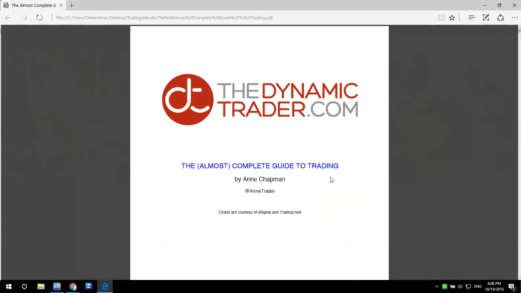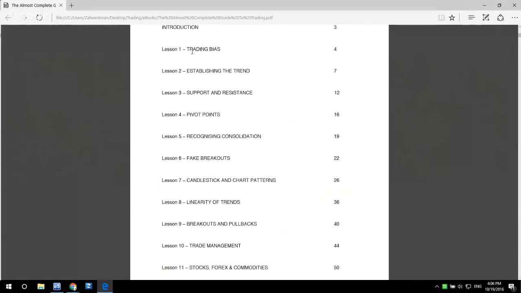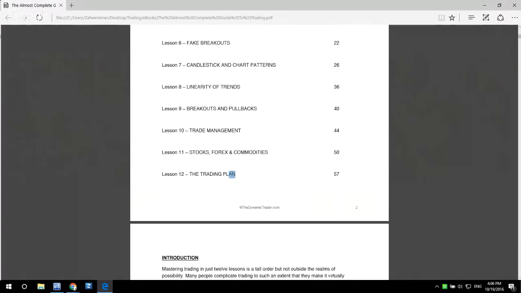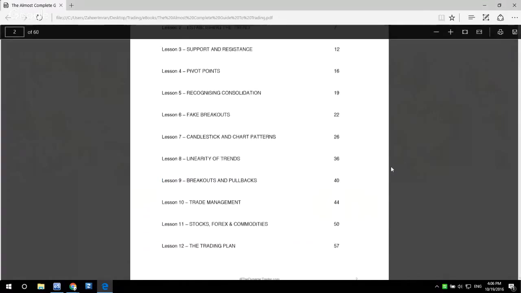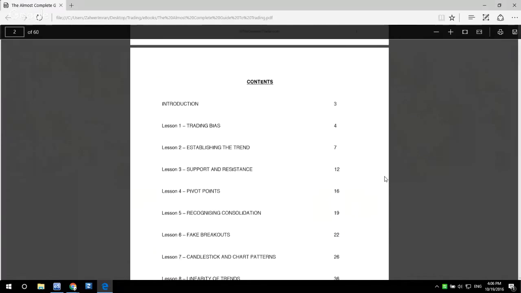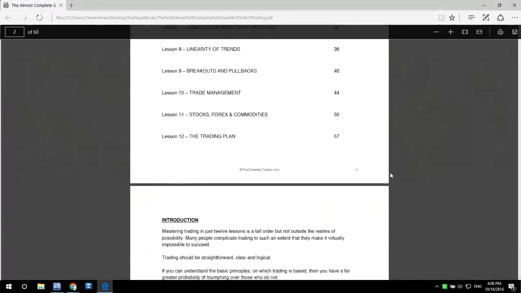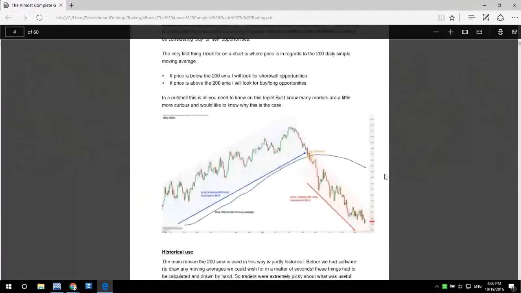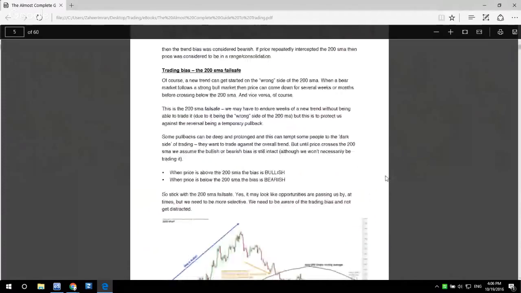This ebook, which is written by Anne Chapman, that's one of my mentors, really breaks down technical analysis in depth. The first lesson is the trading bias, and as you can see, it goes all the way through to the trading plan, which is ultimately what traders want, a solid trading plan that they can follow day in, day out. And if I just scroll down, you can see that it's got charts, it's well broken down.